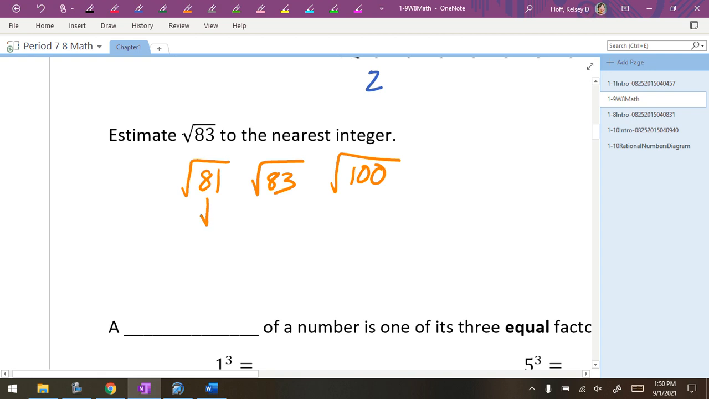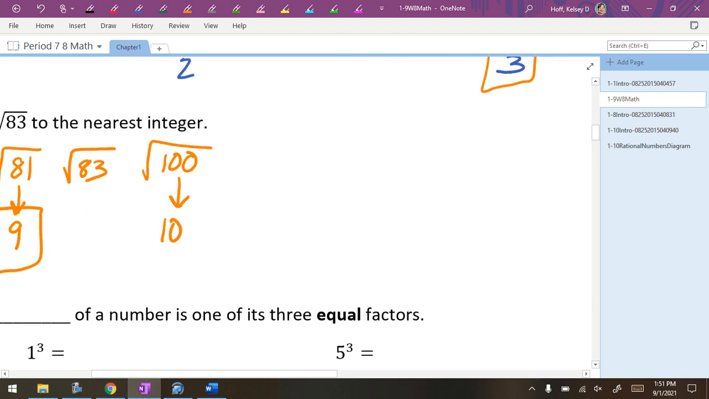Now, what number multiplied by itself gave you 81? 9. What number multiplied by itself gave you 100? 10. Now you ask yourself, is the square root of 83 going to be a better estimate to 9 or to 10? 9. Why? Very good. 83 is closer to 81. This is what you're doing all day today. You're not actually calculating the decimal. You're using your chart to be able to figure out where it falls between.